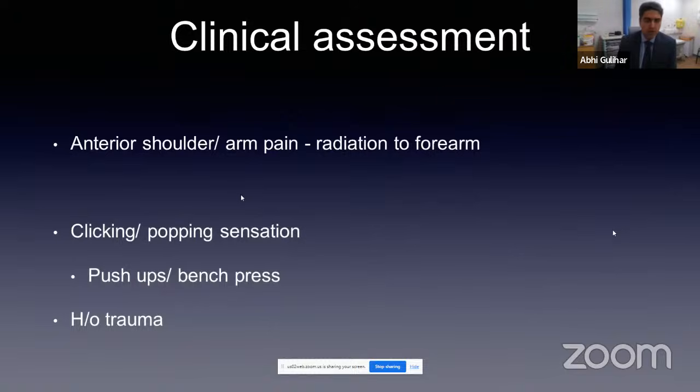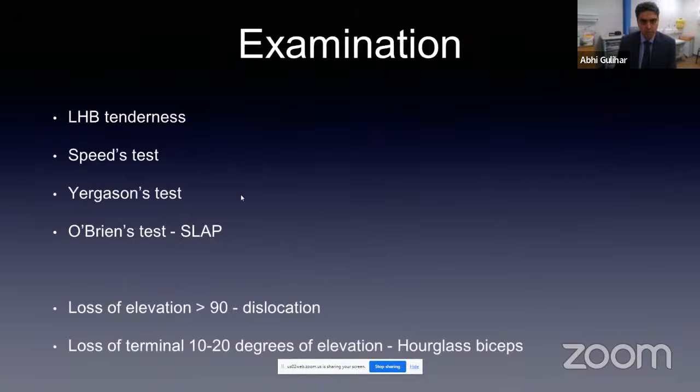And sometimes there would be a clear history of trauma. So in addition to your regular shoulder history, it is important to ask these questions. And there are hundreds of tests described, as with any condition in orthopedics. So the most sensitive, in my opinion, is tenderness over the long head of biceps.